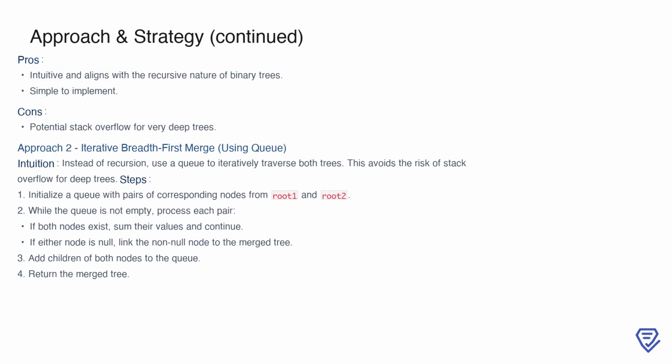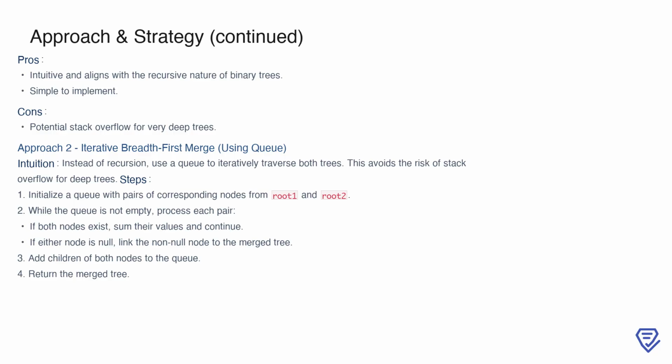The recursive depth-first approach has several advantages. It's intuitive, aligning naturally with the recursive design of binary trees, and it's straightforward to implement. However, one downside is the risk of a stack overflow if the tree is extremely deep, as the recursion stack grows with the height of the tree.